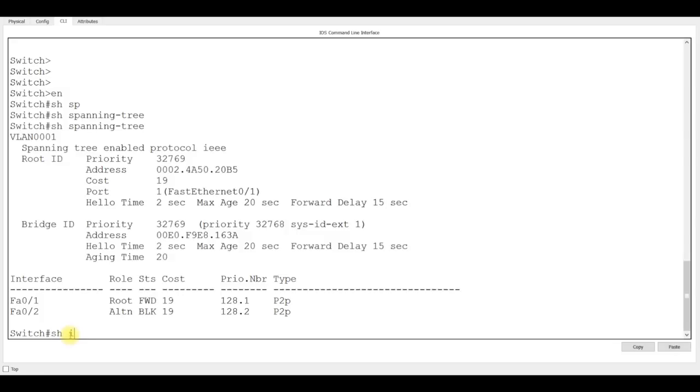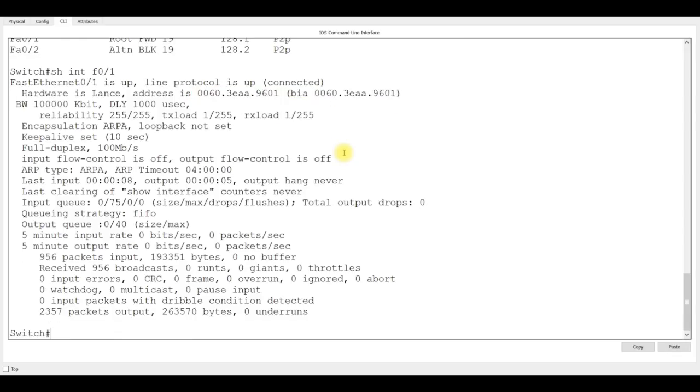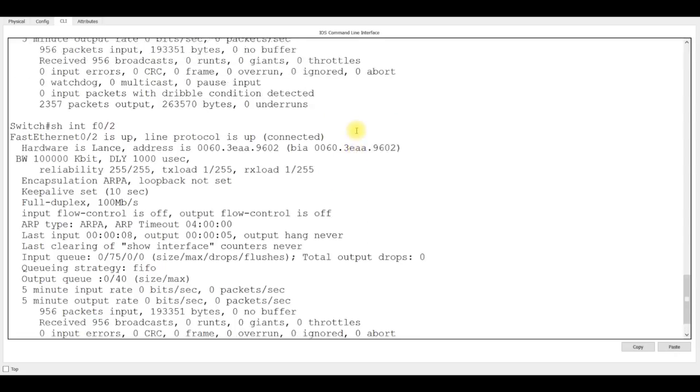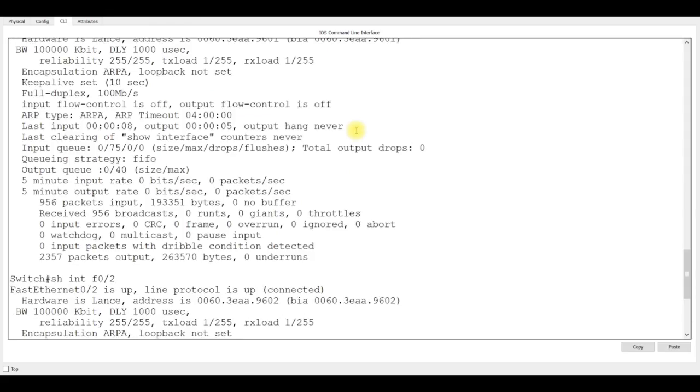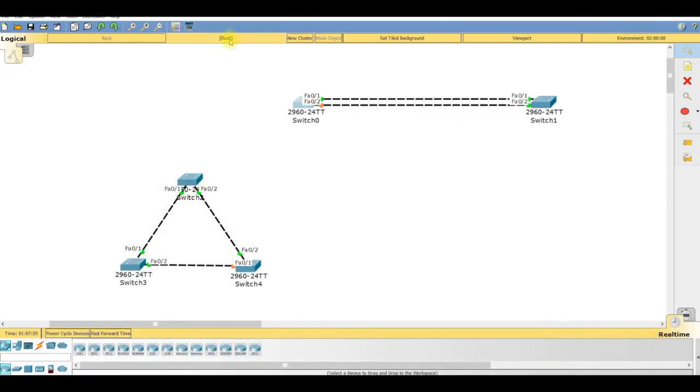So I'm going to do show interface F0/1. And you can see right up here, this is the same thing. That's the MAC address of port 1. So what I'm going to do is up arrow and do 2, and I'm going to look at 2. So 1 is 1, 2 is 2. You see that? This is 9601 and this is 9602. So it had a higher MAC address. Therefore, that's why it chose this port right here to be blocked.